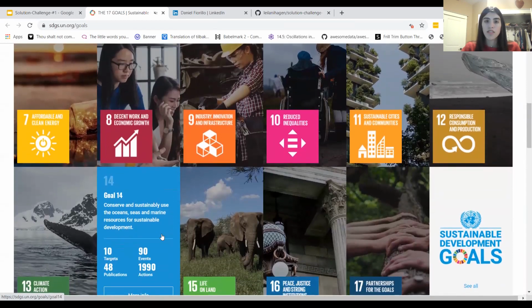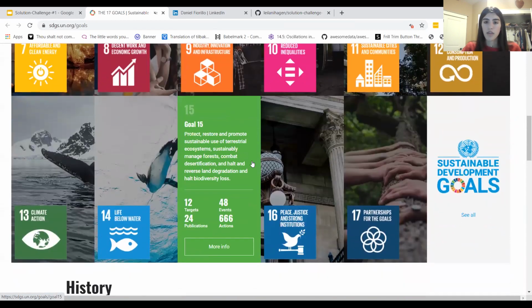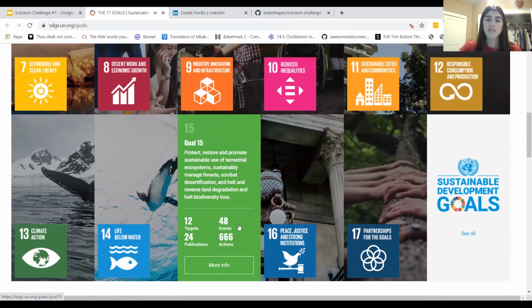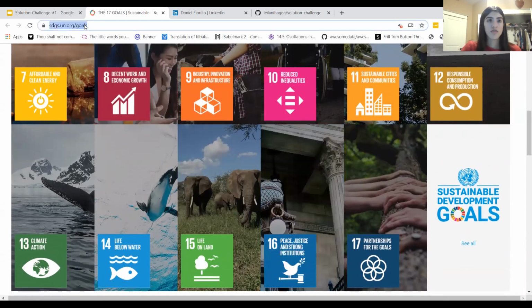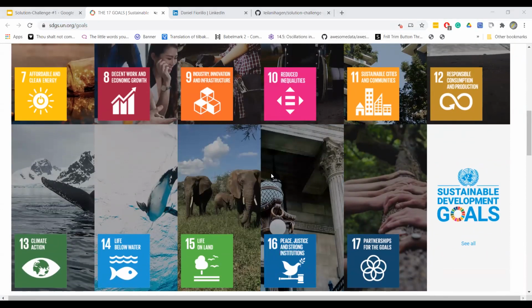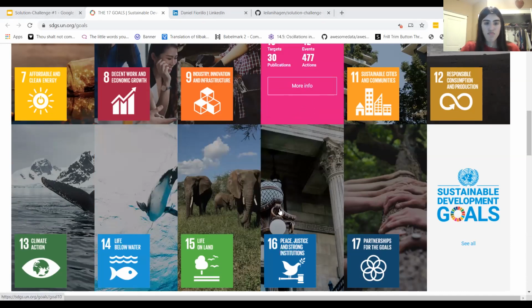But as we move down this list, we have number 10 is reduced inequalities. And then we have peace, justice, and strong institutions is number 16. So these ones are a little bit more complex and it's not quite clear what they are about. So let's read a couple of the descriptions. If you hover over one of these, and if you guys want to look at this for yourself, let me put the link in the chat real quick. Thank you, Yagana. All right, so you guys have got that.